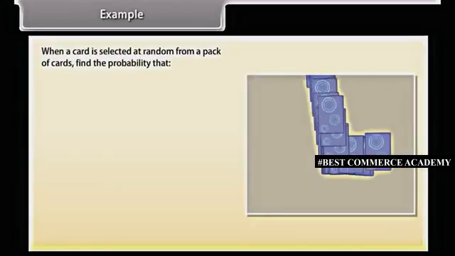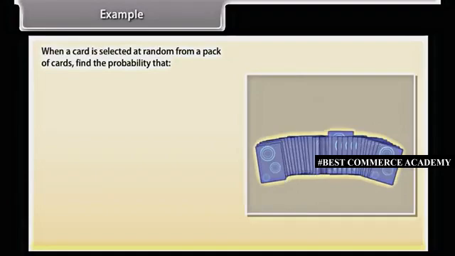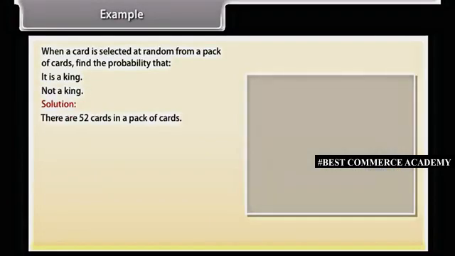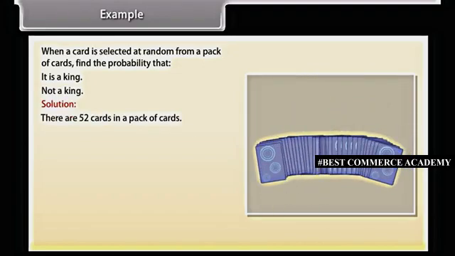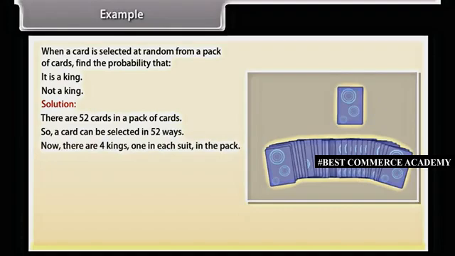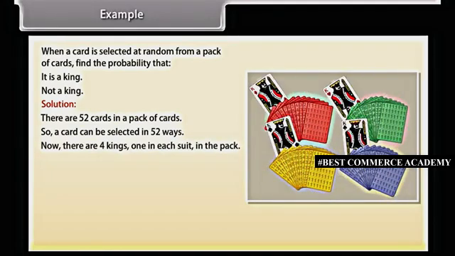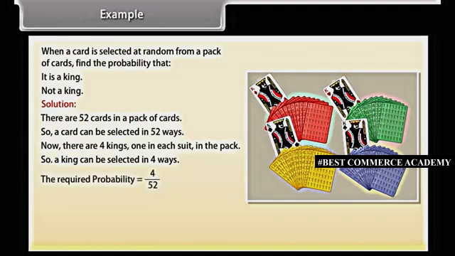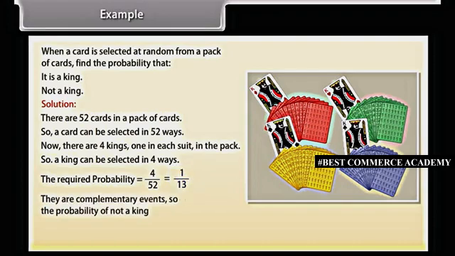When a card is selected at random from a pack of cards, find the probability that it is a king or not a king. Solution. There are 52 cards in the pack of cards. So, a card can be selected in 52 ways. Now, there are 4 kings, 1 in each suit, in the pack. So, a king can be selected in 4 ways. The required probability is equal to 4 by 52 is equal to 1 by 13.